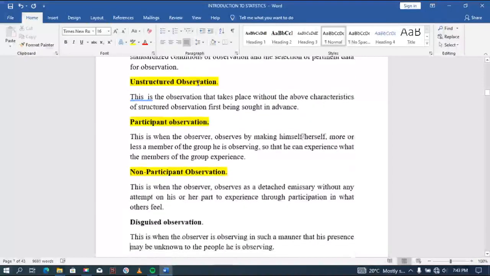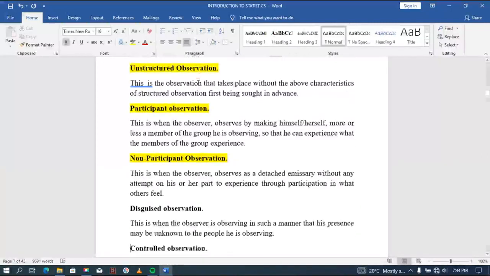Non-participant observation. Of course, now this is the opposite. The observer or the researcher detaches himself. He doesn't need to participate or to become a member of the group of interest. This is when the observer observes as a detached emissary without any attempt on his or her part to experience through participation what others feel.